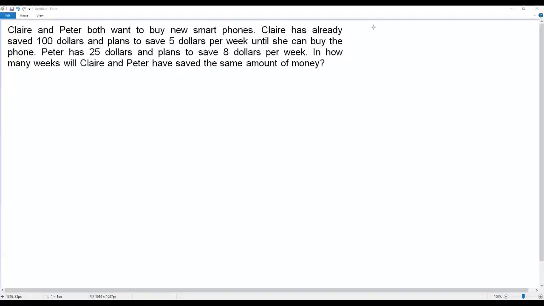Here we have an SAT math question. Okay, let's go through the information. Claire and Peter both want to buy new smartphones.